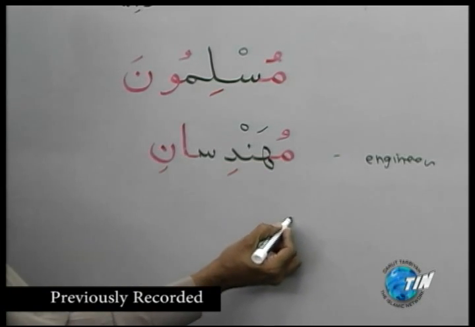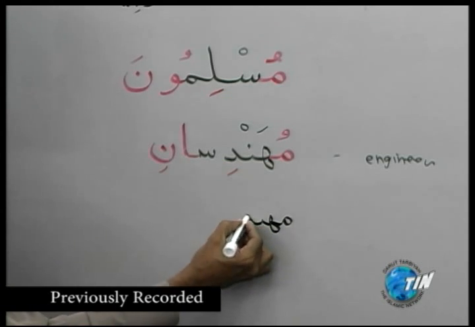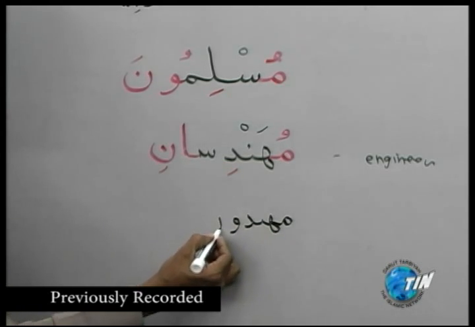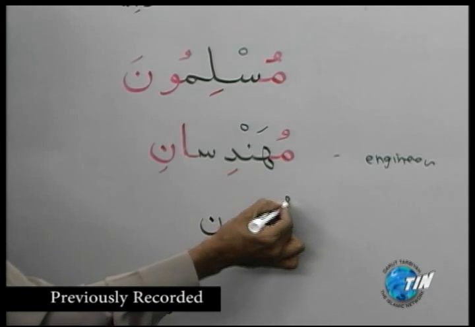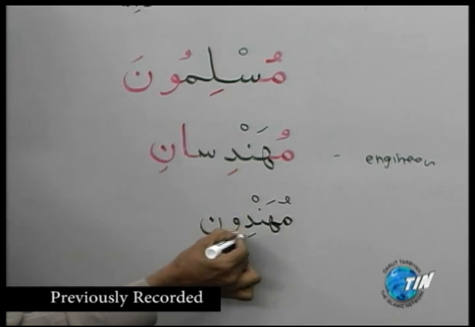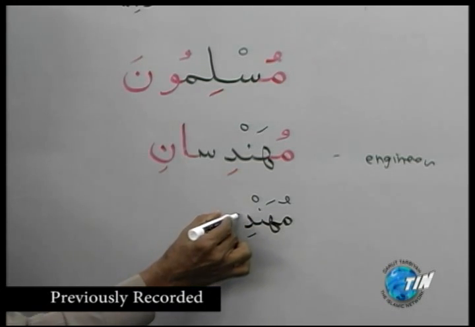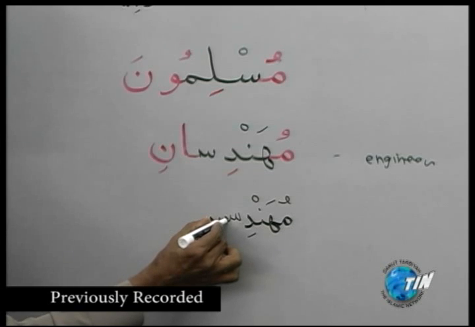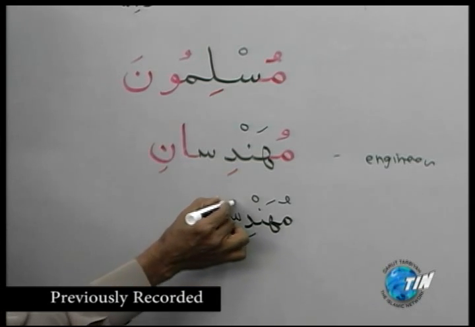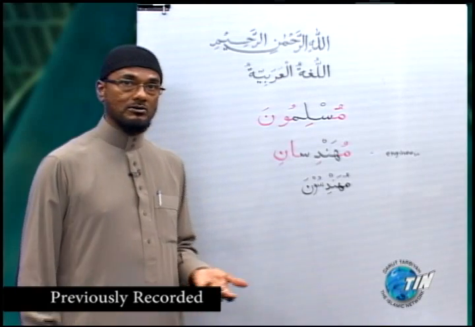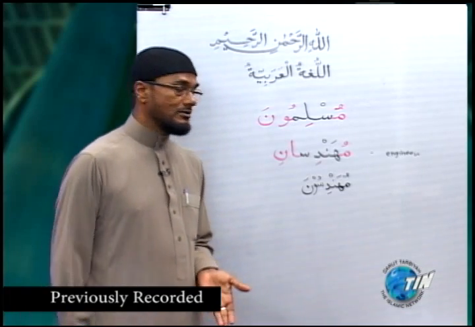And if we want to say many engineers, we say Muhandisuna. Muhandi, where is the seen? The seen is missing. Su Na. Muhandisuna. So this is a very easy rule and it's not difficult. You can follow the rule. That is how you formulate.